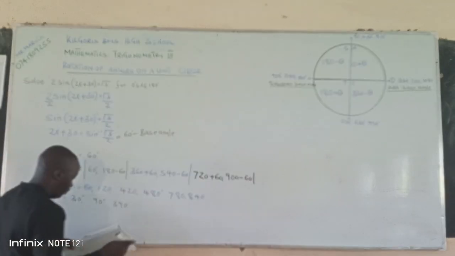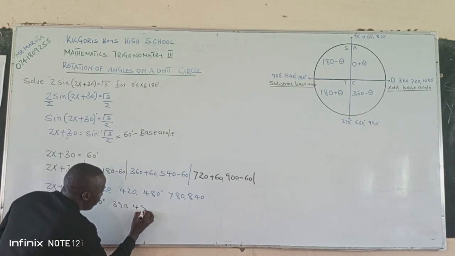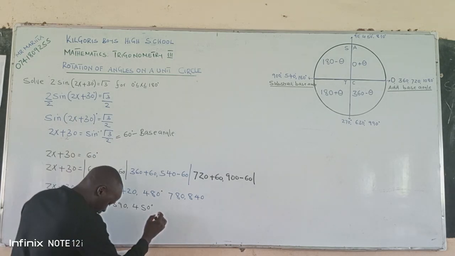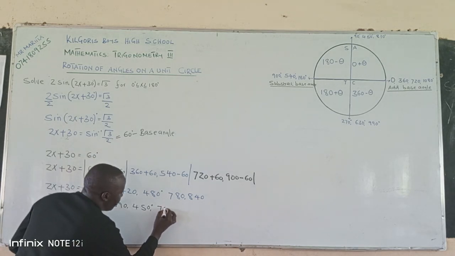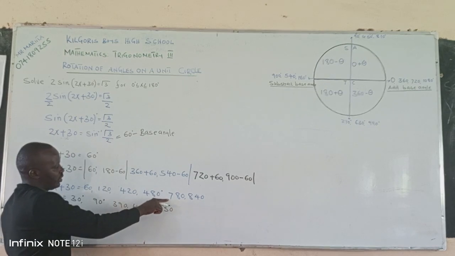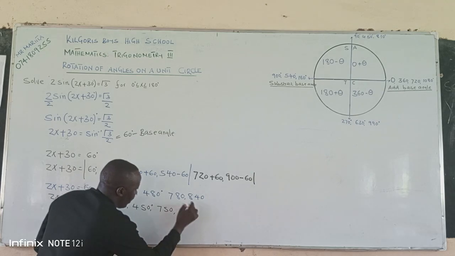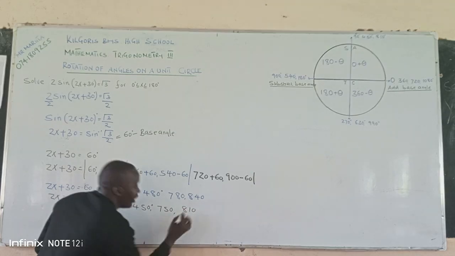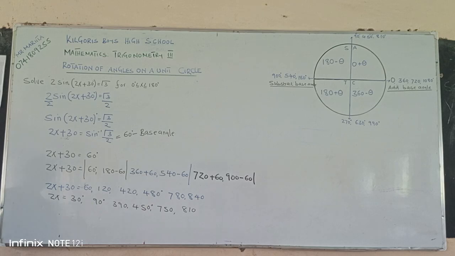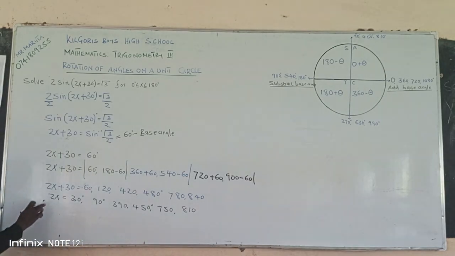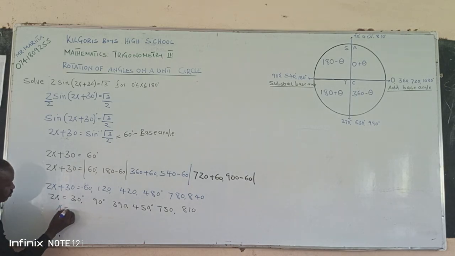And then we have 450 degrees. Then 750, from 780 minus 30 degrees, and finally we have 810. So we need now the solution of x. We divide by 2: 30 divided by 2, x is equal to 15 degrees.